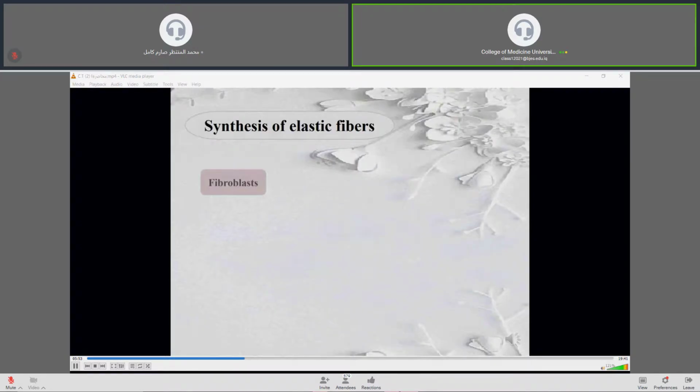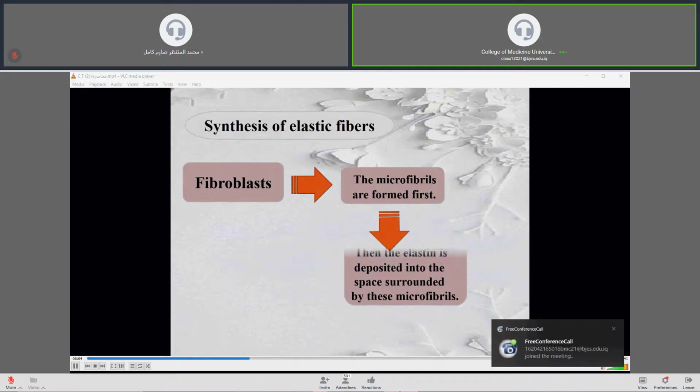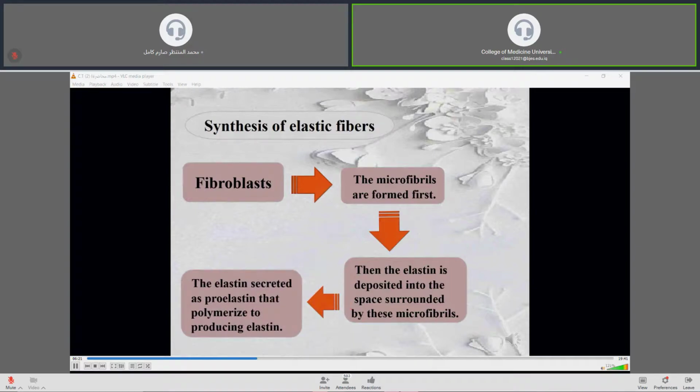The synthesis of elastic fibers occurs through fibroblasts, which are responsible for manufacturing elastic fibers, where first the microfibrils are synthesized and then the elastin is deposited into the space that is surrounded by these microfibrils. The elastin is secreted as proelastin, which polymerizes to produce elastin. So it is made first in the initial form, proelastin, and afterward polymerizes to become elastin.